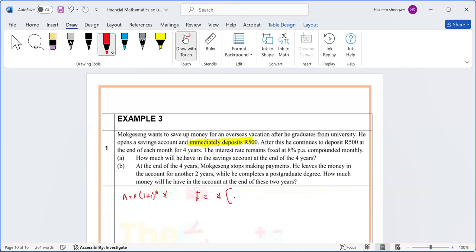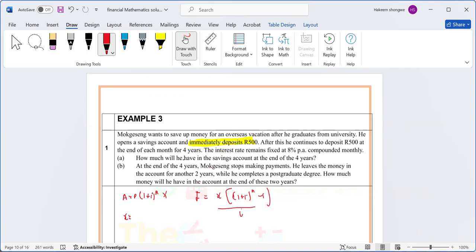F equals x, open bracket, open bracket 1 plus i to the power of n minus 1, close bracket, all over i. So this is what it is. What do we have there? We have our x. x is the monthly payment that we are making, or it doesn't have to be monthly, it's the equal payments that we are making.